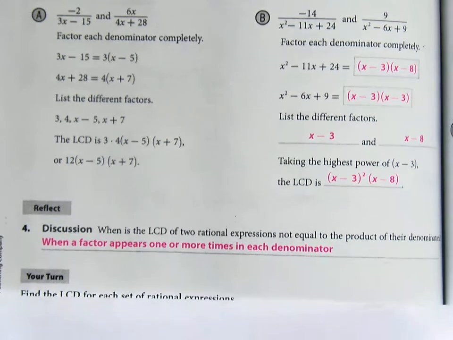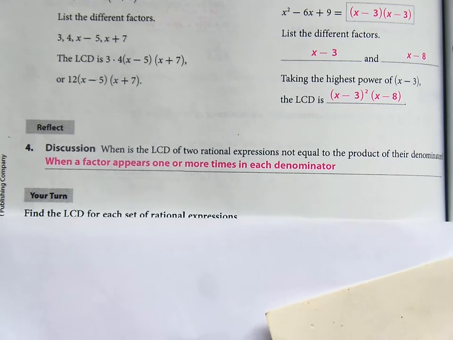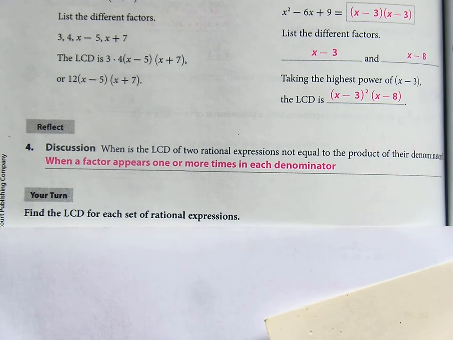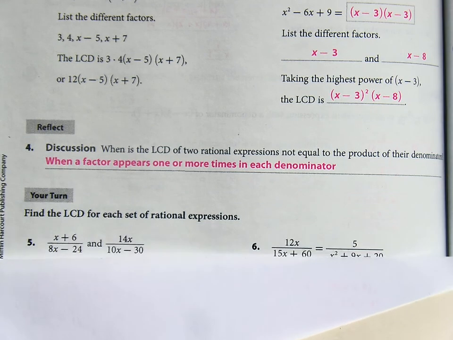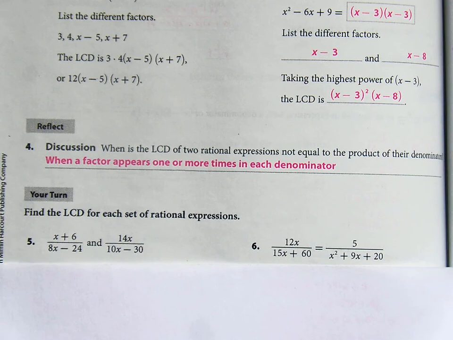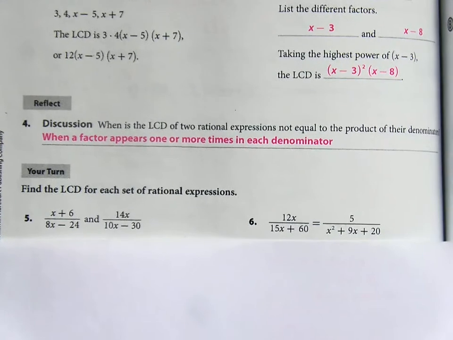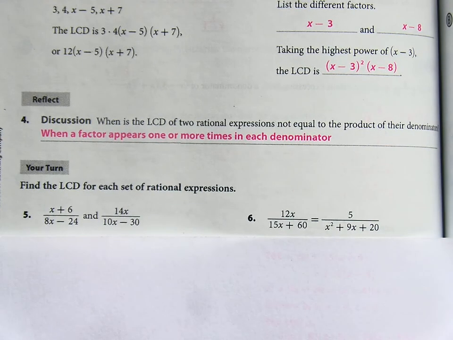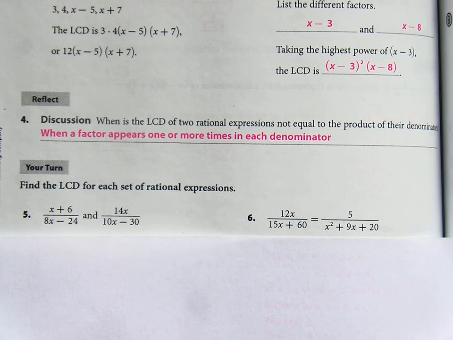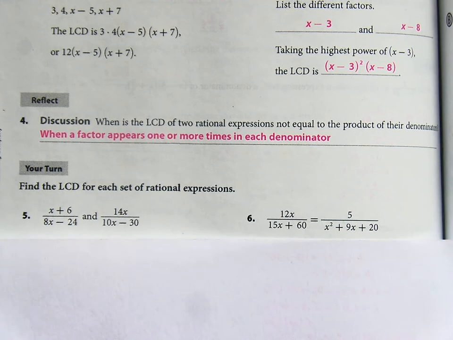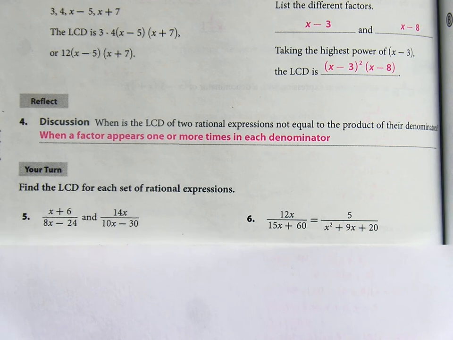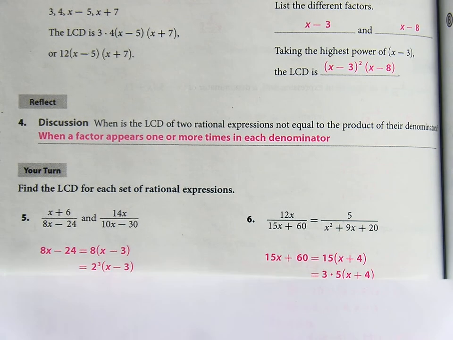So your turn. Find the lowest common denominator for each set of rational expressions. Pause the video, work these out, and then we'll give you a chance to check your answers. Okay, hopefully you've paused the video, you have simplified and followed the steps of A and B, and let's go ahead and check your answers now.